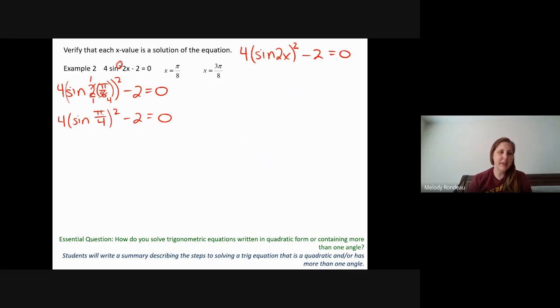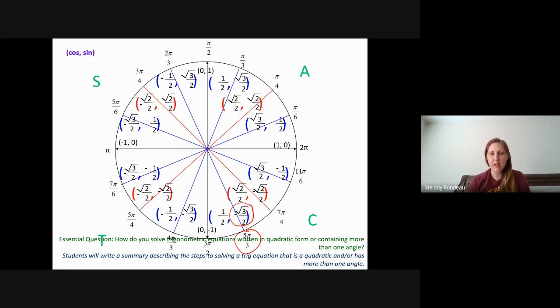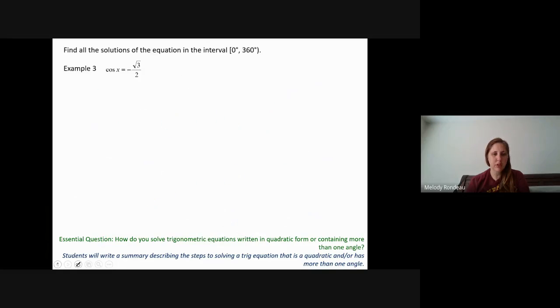All right, so then I need to know what sine of pi over 4 is. So I'm going to jump to my unit circle again. I'm looking for pi over 4. Here it is. Up here. Sorry, I should have erased my previous work there. All right, so pi over 4, the sine would be the y value. So I'm looking at root 2 over 2.